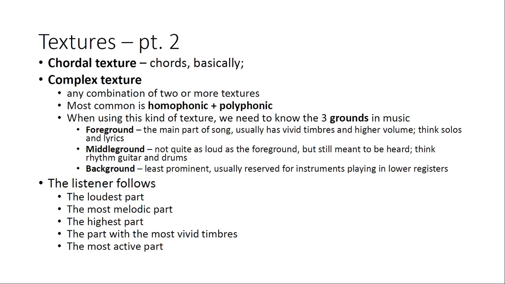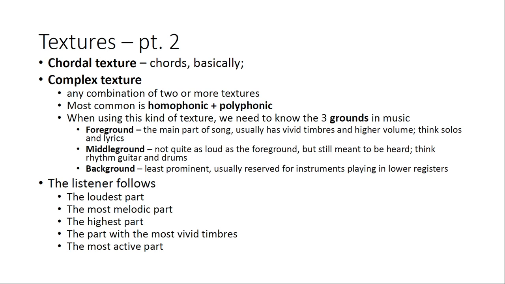So we're gonna finish this textures part, and if you have any questions, I'll answer them afterwards. Some more textures are the chordal texture, which is basically a group of instruments playing a chord. As I mentioned, in orchestras, you can't really have a single violin player playing a chord, so you need like three of them, and that's how you get a chordal texture. And finally, we arrived to the complex texture, which is basically a combination of two or more textures that we have mentioned up until now.